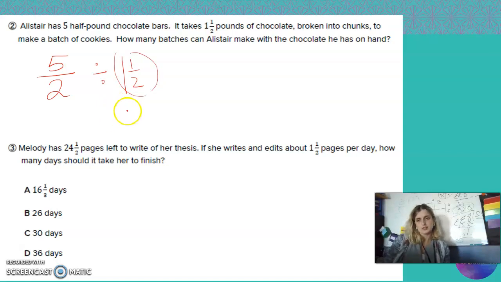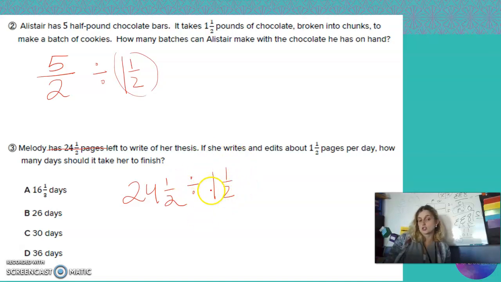reciprocal. Next up, Melody has 24.5 pages left. If that's what we have, that's what's going first. She needs to write and edit about 1.5 pages a day, or she does write and edit about 1.5 pages a day. So we're breaking it up into groups of 1.5. Both of these numbers need to change to fractions. I'll do the first one with you, you do the second one by yourselves.